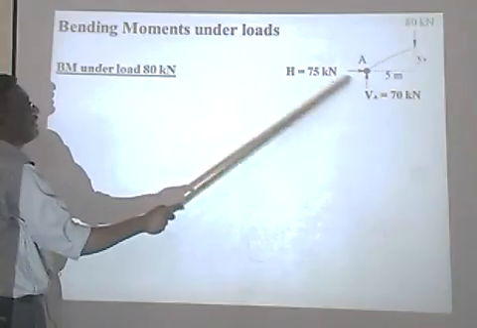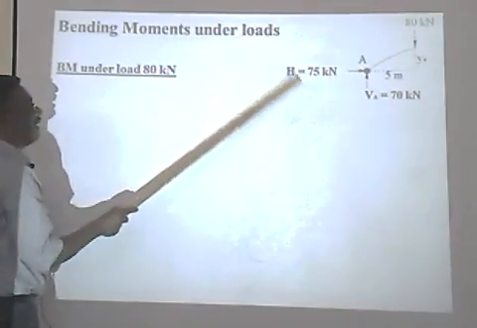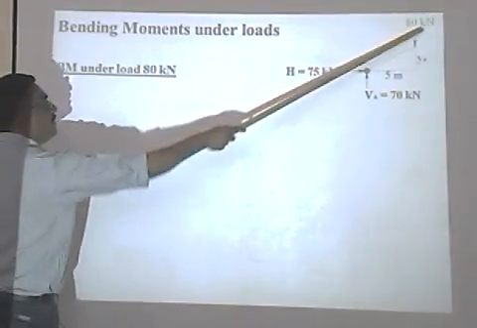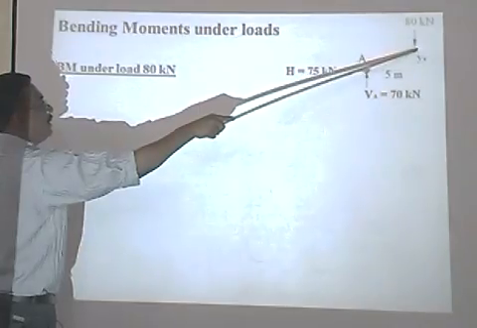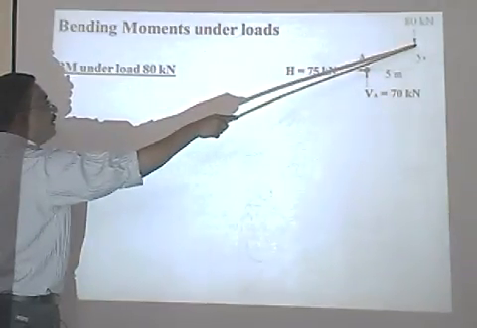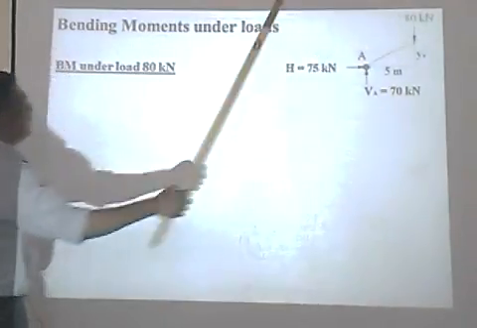There are two forces acting on this point. This is the first, vertical force, and the second, horizontal force. This load need not be considered because it is passing through the same point. So we have to find the moment at this point. This load passes through the same point, so you need not consider it.